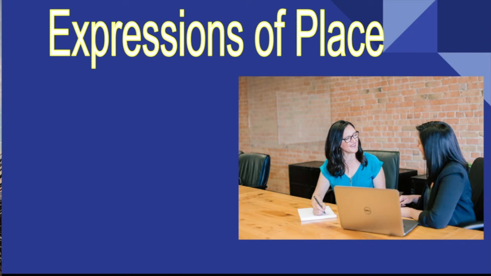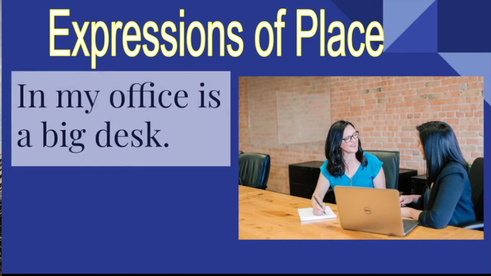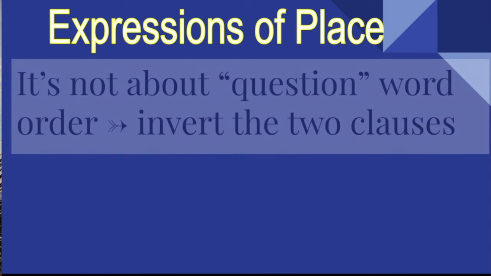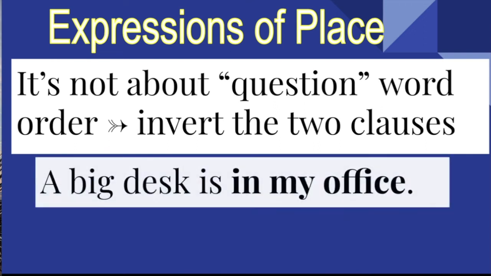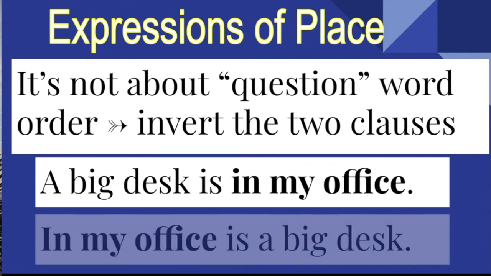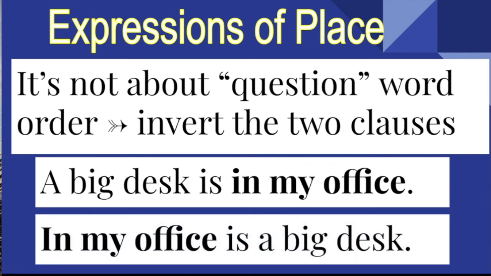Expressions of place are a little bit different. Let's look at a sentence. In my office is a big desk. It's not about question word order. It's about inverting the two clauses, so moving one clause in front of the other. Let's look at this again. A big desk is in my office. This is how we would normally say this sentence. What we do is we move that expression of place to the front and we say, in my office is a big desk.